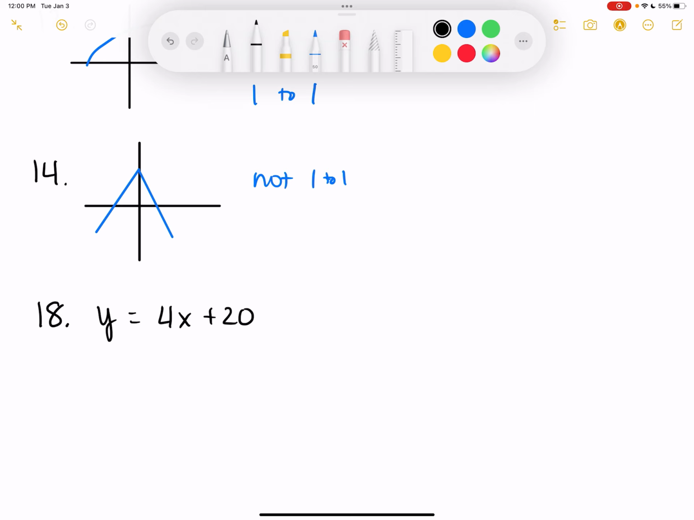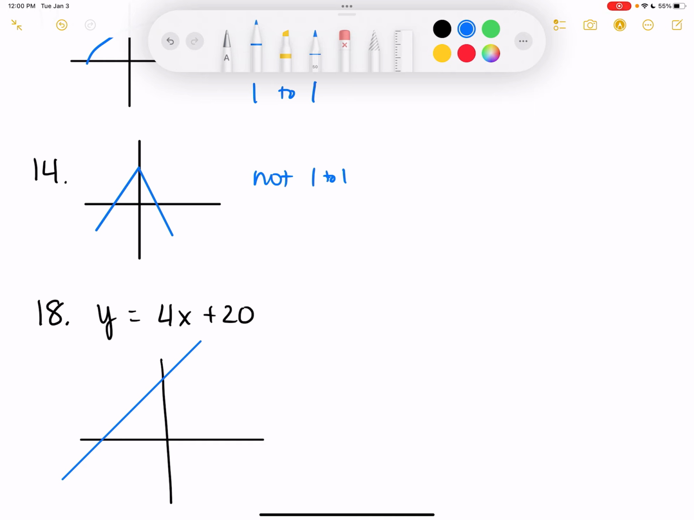Should I find the inverse? No, we're deciding if it's 1-to-1 or not. Y equals 4x plus 20 is 1-to-1 because if you were to graph it, and this is just a rough sketch, it would be something like this, because it's a line. So a line can only intersect at 1 point, so this would be 1-to-1.